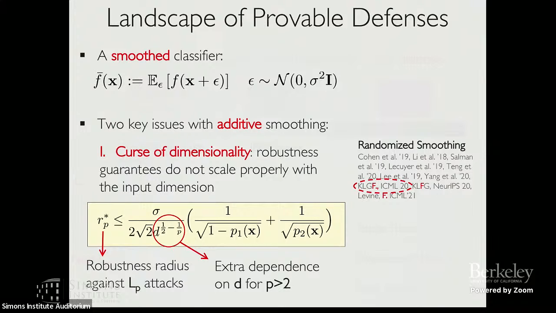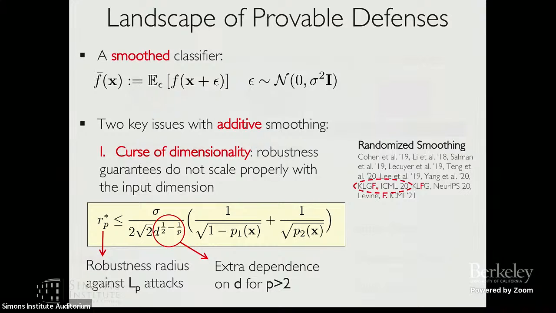The first one is the curse of dimensionality. We showed that there is an upper bound on the robustness guarantees that any additive smoothing can achieve. This bound depends on sigma, which is the standard deviation of the noise, d, the dimension, and P1 and P2, the probabilities of the top class and the runner-up class. But the scaling is not good, because with higher dimensions, especially when p is larger than 2, you have some extra dependence on the dimension, and this bound quickly goes to 0.